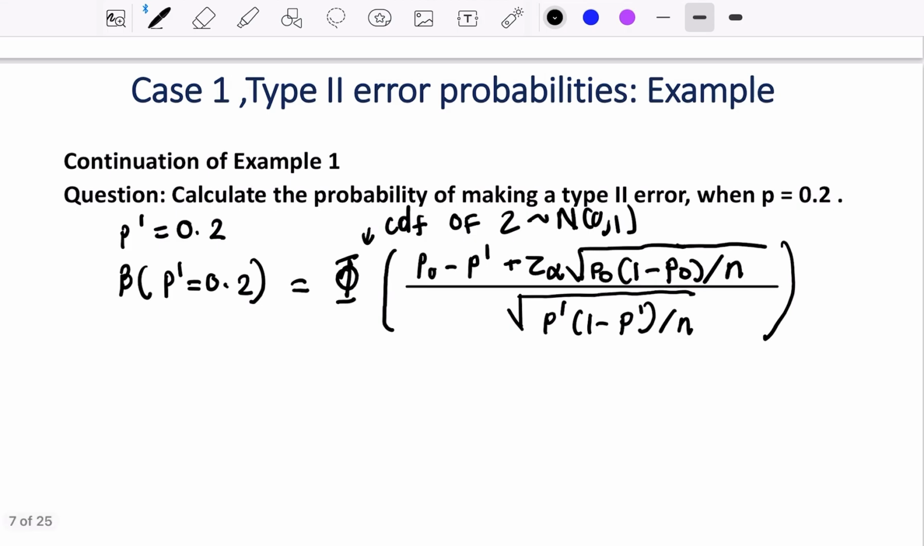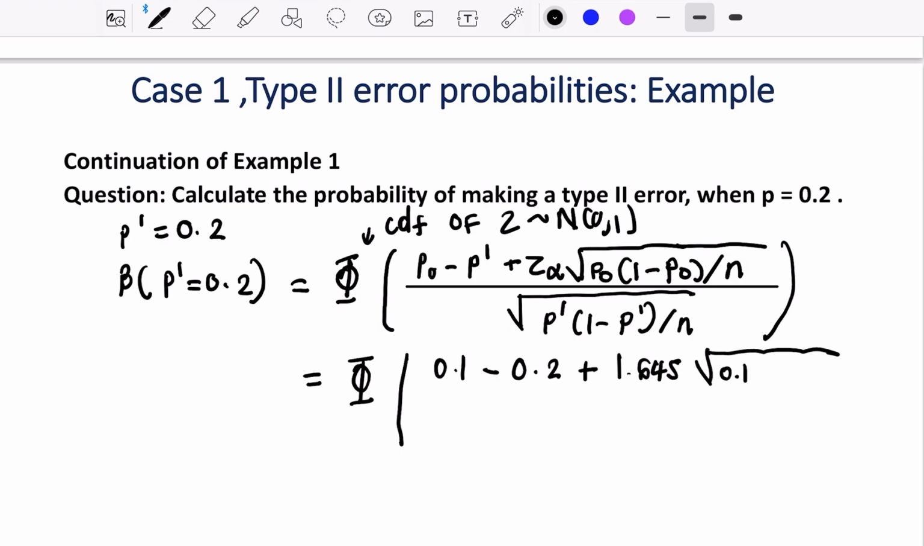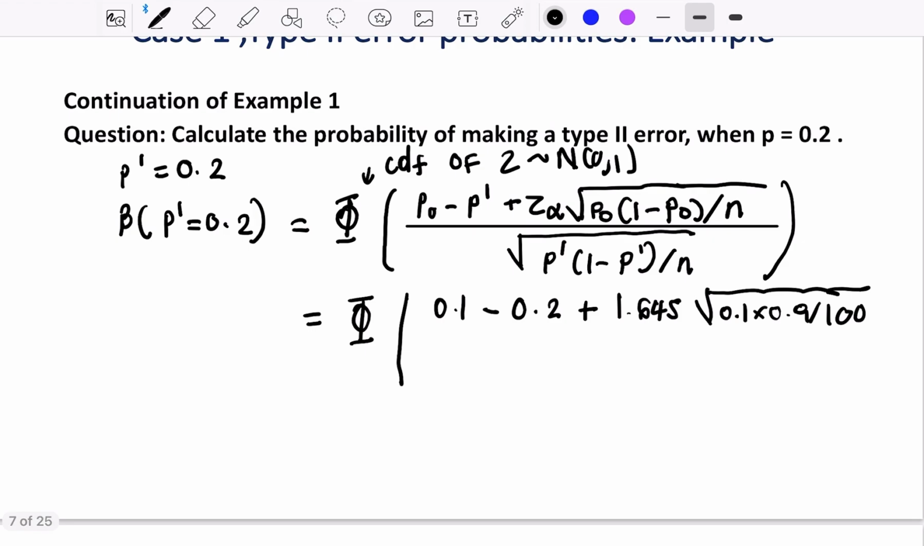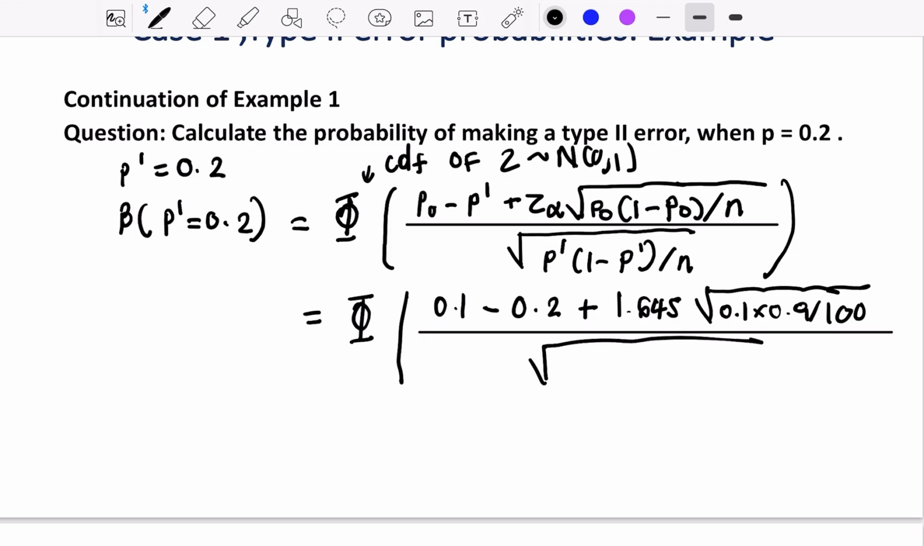Right, so let's substitute the values in, fairly straightforward. So this will be p naught at 0.1, remember, and then your p prime at 0.2, plus your z of alpha, which is 1.645, multiplied by the square root of p naught, which is 0.1, 1 minus p naught is 0.9, and you divide by 100. Okay, and you divide the whole expression by the square root of p prime, which is 0.2, and 1 minus p prime will be 0.8, and you divide by n, which is 100.